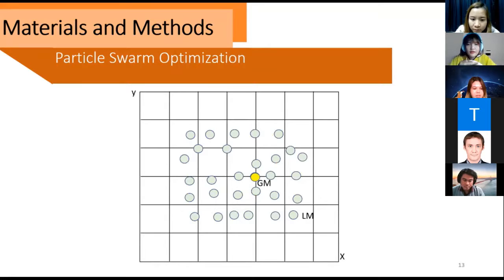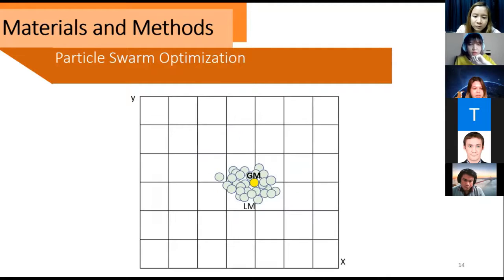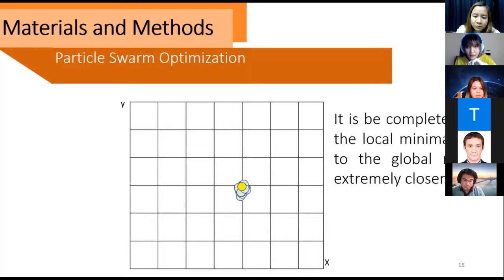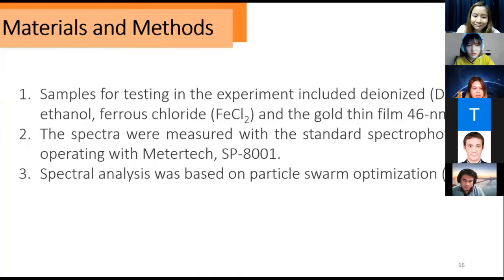Okay, and this shows the new interaction. The particle will move to the global minima, until the particle is closest to the global minima, and then they will end the interaction. So next, when we create the PSO and select the method, the next step is sample processing.